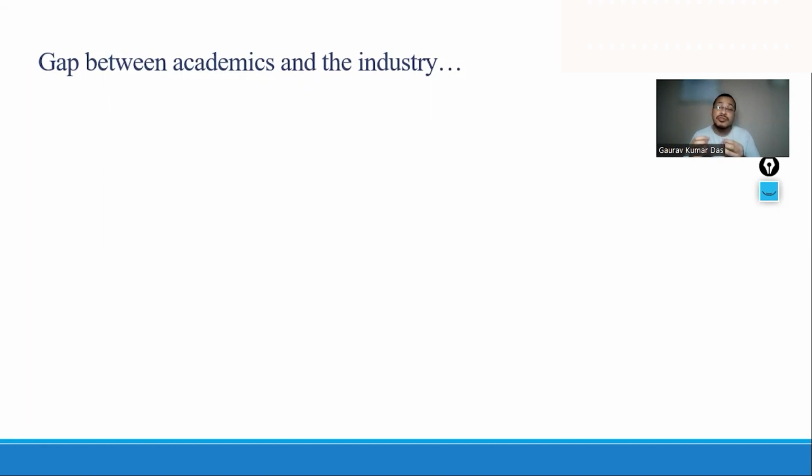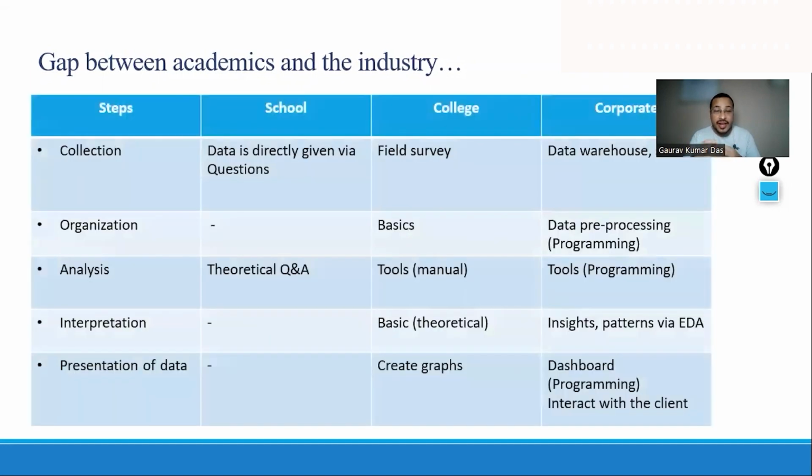But before we move on to the technical aspects of statistics, I first want to lay down the gaps between academics and industry. If you look at the different stages of statistics, collection, organizing, analyzing, interpretation, and presentation of data, I have drawn a table here at the school, college, and corporate level.